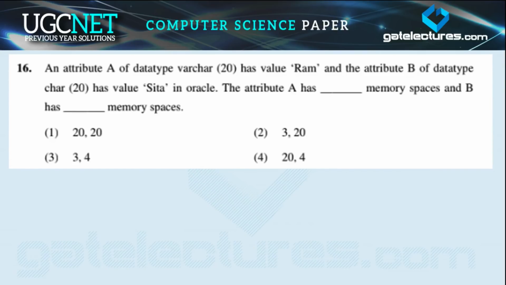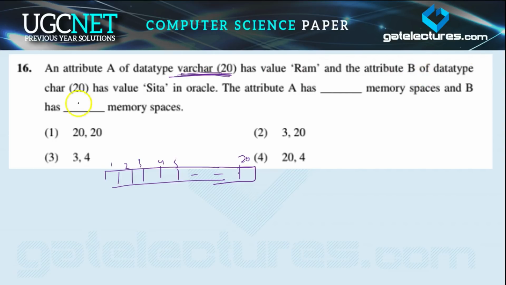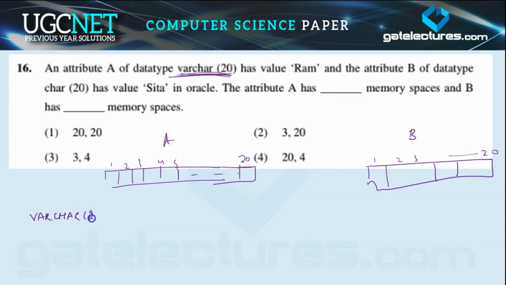Now question number 16: an attribute A of data type varchar 20. If A is an attribute and varchar 20 gives the space, there are 20 columns, like 1 2 3 4 5 and so on till 20. And the attribute B of data type char 20, where 20 is the size, 1 2 3 up to 20. How much memory space is taken by attribute A, and how much by B? So let's talk about the varchar 20.